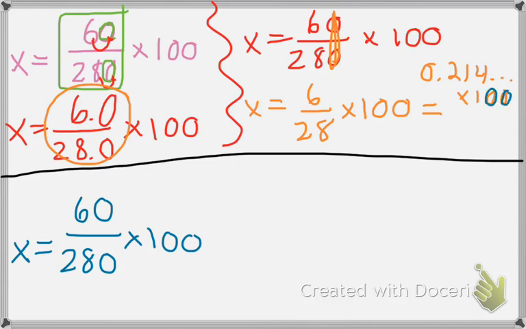Okay, because when you multiply, you make something bigger. You make the number bigger. So let's do that. 1, 2. Okay, so now you have 21.4. Now remember, in the directions it said round to the nearest whole percent.